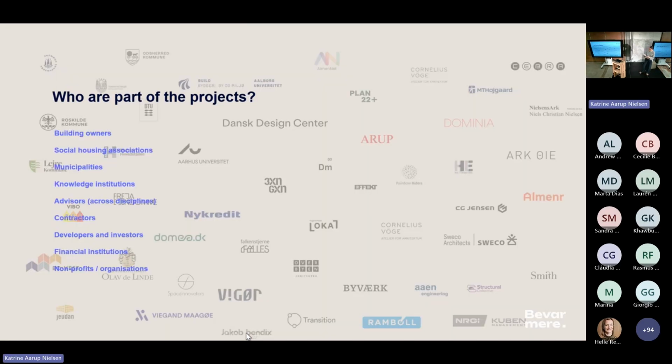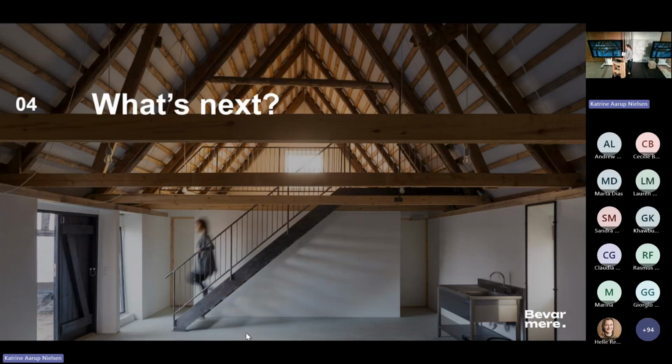We have a wide range of actors taking part in these projects. So obviously there's a whole range of themes, topics, challenges, potentials that we want to shed light on. We need a lot of different types of actors to do that. But also as an initiative, we need all of these actors to actually support the change that Bevare Mere is working to sustain in the future going forward.